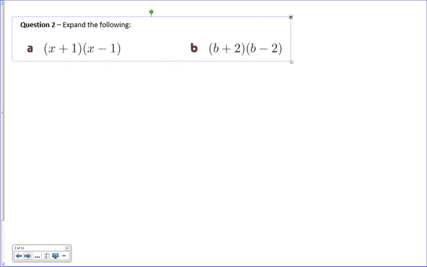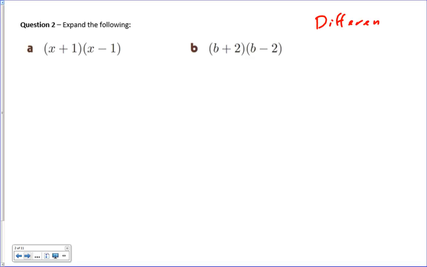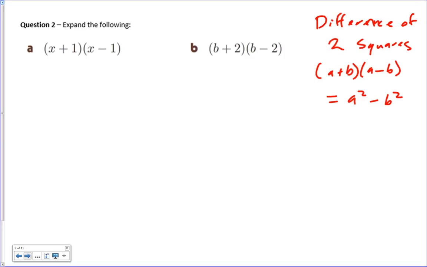Okay, we've got these ones. These are of the type difference of two squares. So if we've got a plus b, a take b, they expand to a squared take b squared. And that's all we have to do. So these both fall under that category.